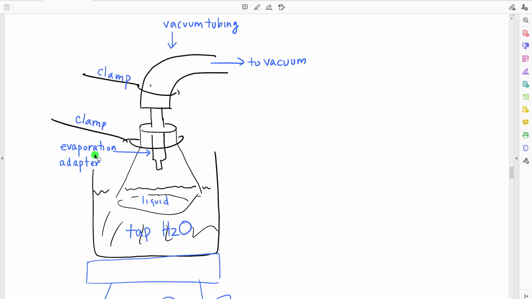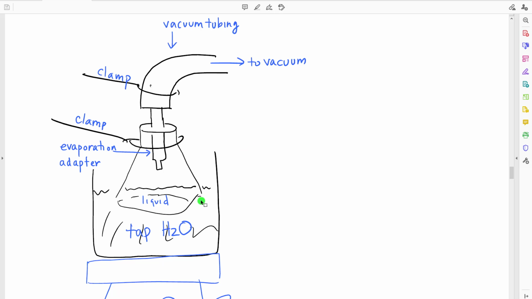We generally, in this laboratory, make our evaporation adapters out of our plastic syringes. Once the syringes are worn out, we cut the top off, and then that makes an excellent evaporation adapter. We also make sure that we clamp both our tubing and our container for security.